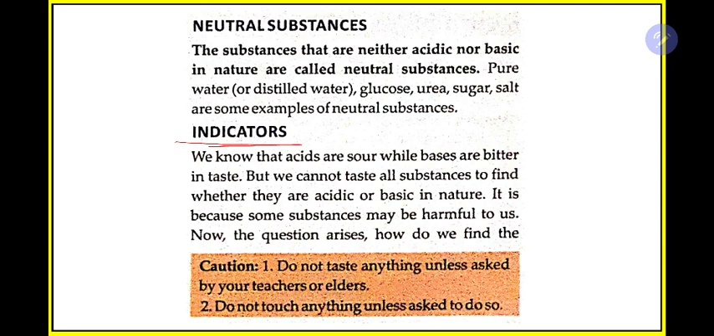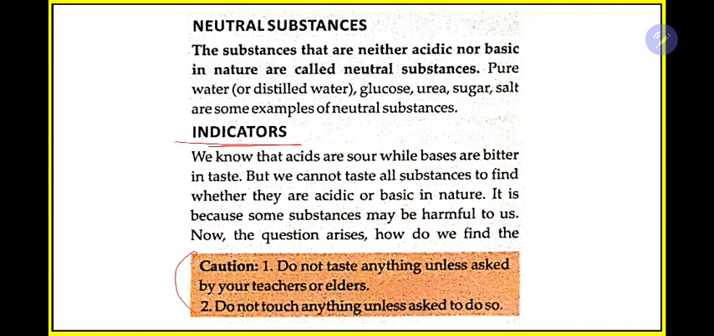So you need a system, a mechanism, a test procedure by which you can check whether it is acidic or basic without taking it into your mouth. So indicators are substances by which we can check whether a substance is acidic or basic. Very interesting.